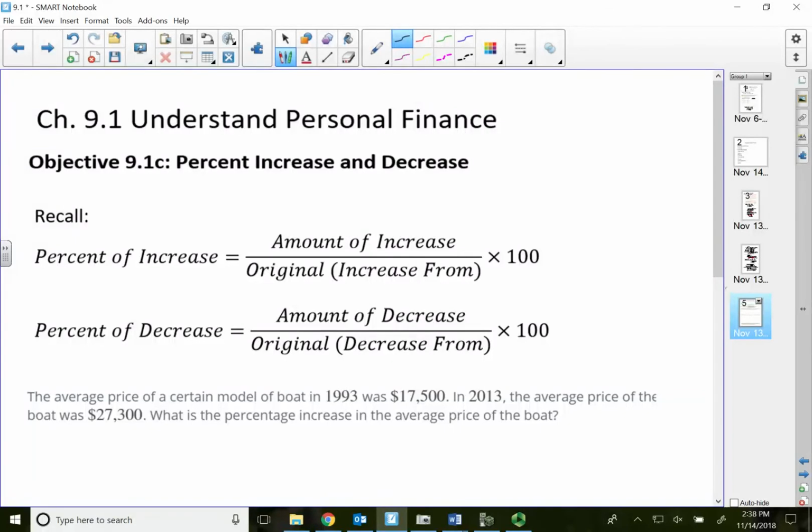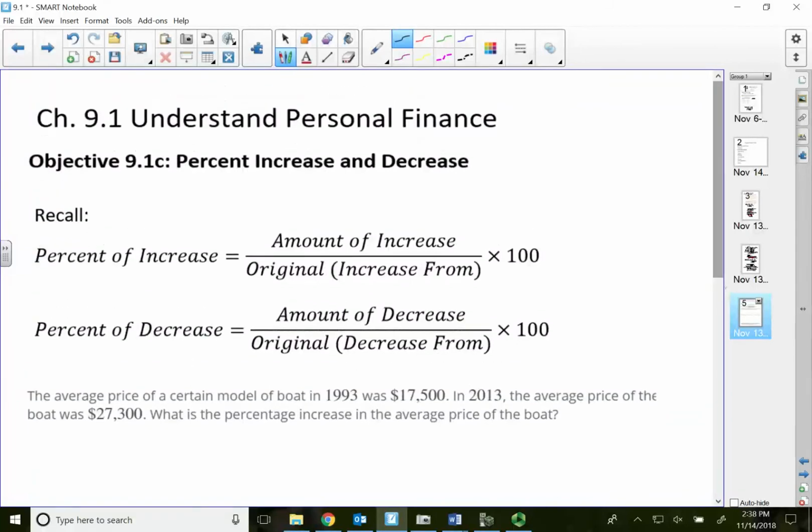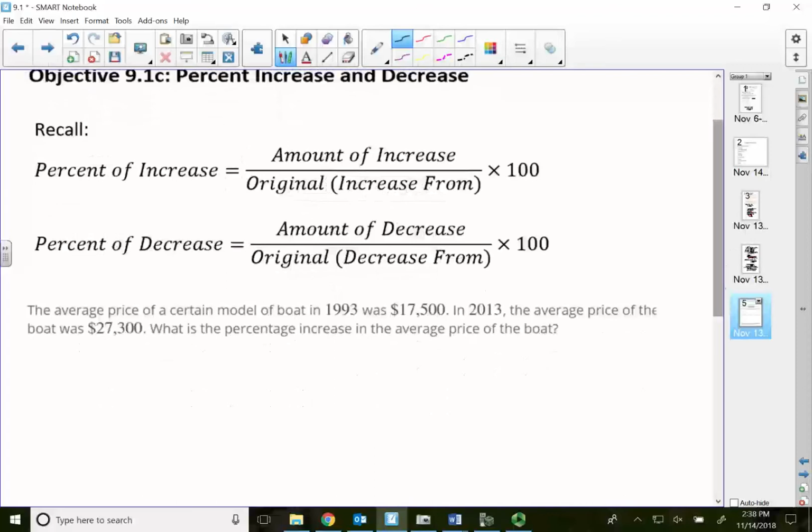So percent of decrease and increase is a very, very common problem. Every time we buy something low and sell it high, that is a percent of increase problem. Very, very common. It's not dirty or anything like that. It's just the way we do business. In terms of selling, it makes no sense to sell a product for the amount that you paid for it, because you're not making any profit. Okay, so let's take a look at how we can use these two formulas.